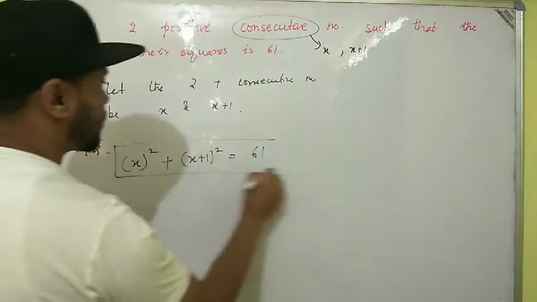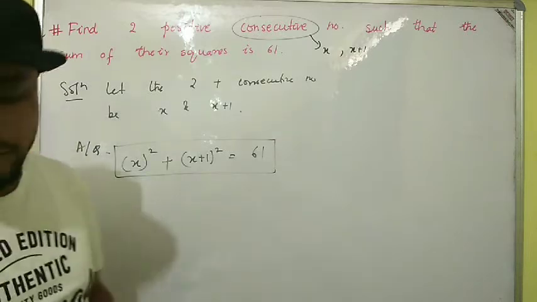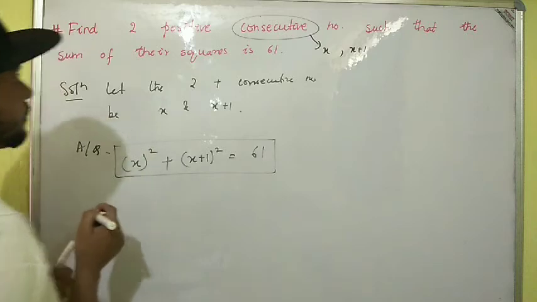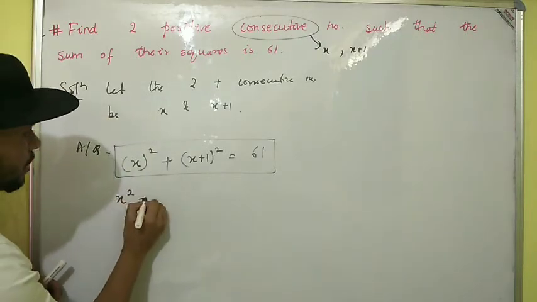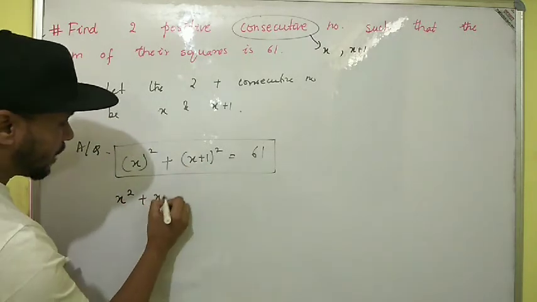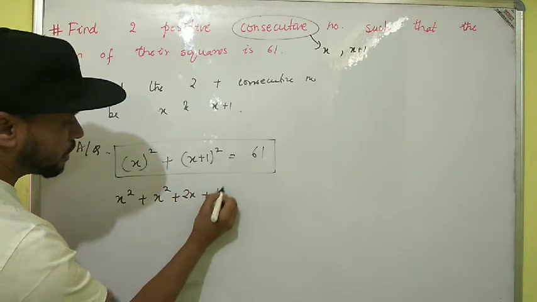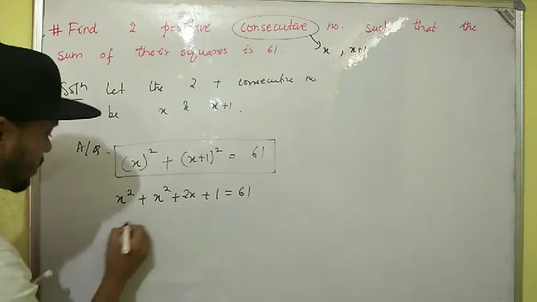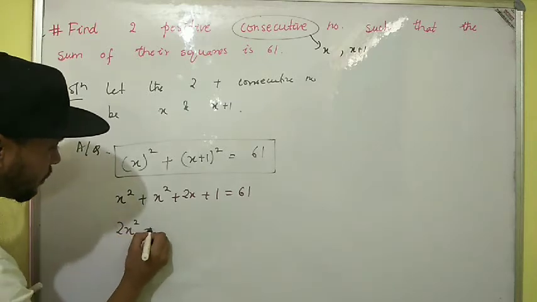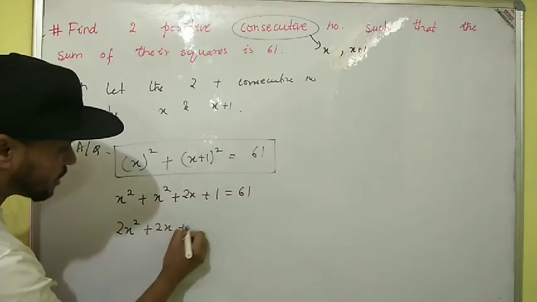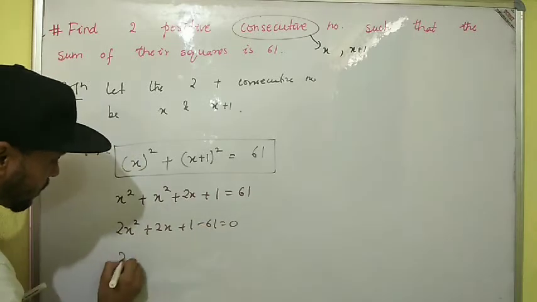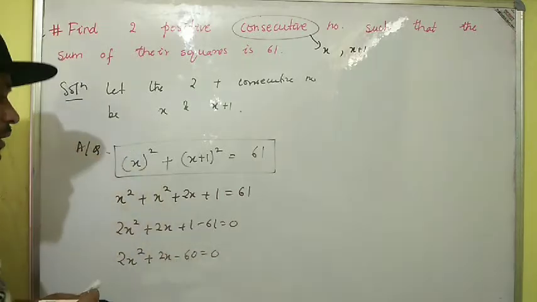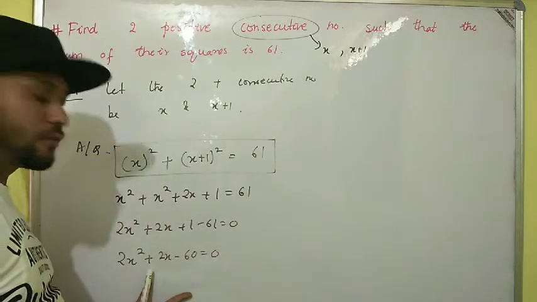Now we have framed the equation. Now we solve this to find the value of the variable, or the two positive consecutive numbers. So let's do it. x square plus (a plus b) whole square, so a square plus 2ab plus b square. Now 1 into 1 is 1, no need to write this. Is equals to 61. So this is x square plus x square is 2x square plus 2x. If we take 61 to this side, it will be minus 61. So this will be 2x square plus 2x minus 60 is equals to 0. Now it forms a general form quadratic equation.